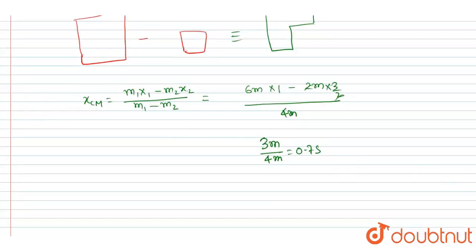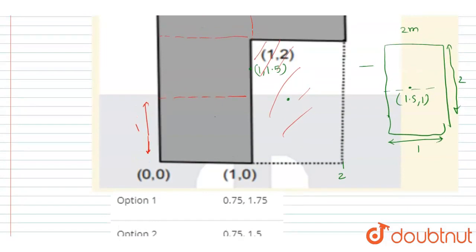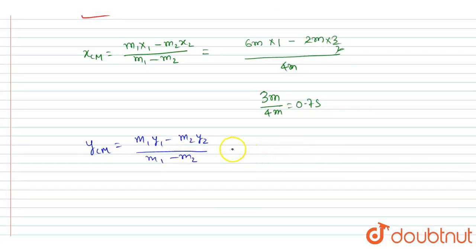Similarly, you can calculate the y coordinate also. I will use the same formula for the y coordinate: m1 y1 minus m2 y2 divided by m1 minus m2. The masses will be the same. Now the y coordinate of the first one is 3 by 2 and of the second one is 1. So I will just change the y coordinate in the previous formula: 6m into 3 by 2 is the y coordinate, minus 2m into 1 is the y coordinate of the smaller part, divided by 4m, the total mass.